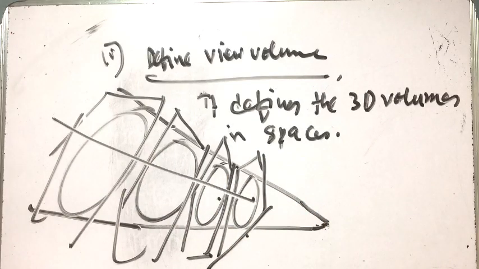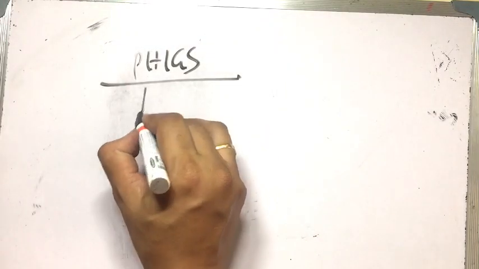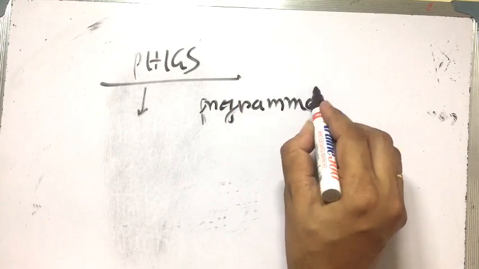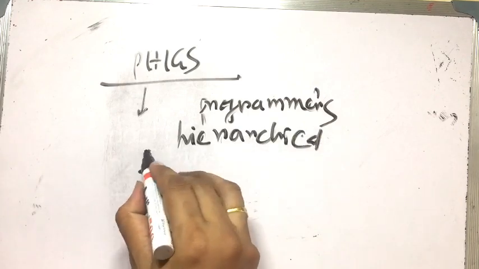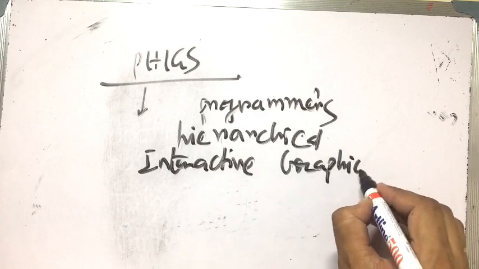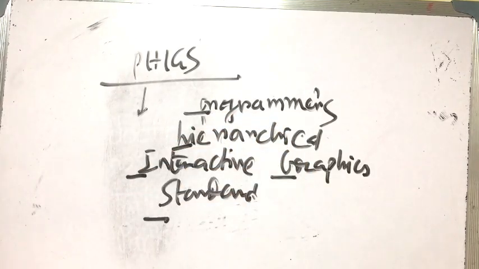Now next question. Question number 5. What do you mean by PHIGS? The full form of PHIGS is Programmer Hierarchical Interactive Graphic Standard.